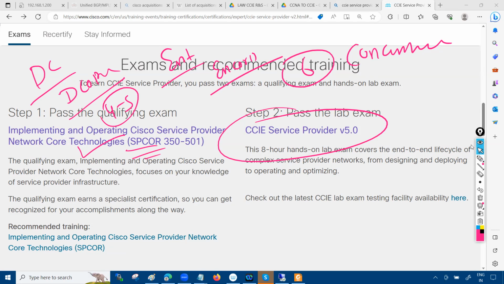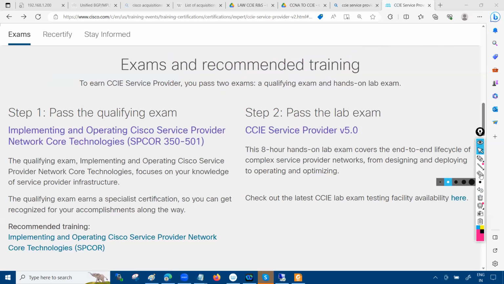I was under the impression there are 2, that you need to go for core plus the optional one. No, I think that was part of the enterprise. That's why I was mixing it up. That's right, fine. So if we have cleared this SP core 350-501, maybe we can directly attempt the lab? Yeah, definitely. You can directly go with the CCIE lab exam.